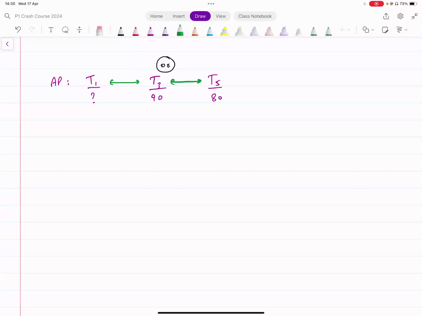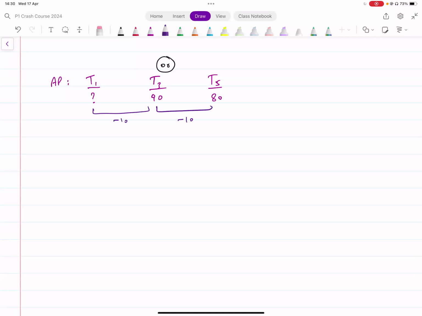Since it's an AP and the difference is constant, whatever is the difference between T3 and T5, both of them have a gap of 2 terms. These 2 terms also have a gap of 2 terms. The differences between them are also going to be constant. If this difference is 10, in fact, it's minus 10. What about this difference? This would be minus 10 as well.